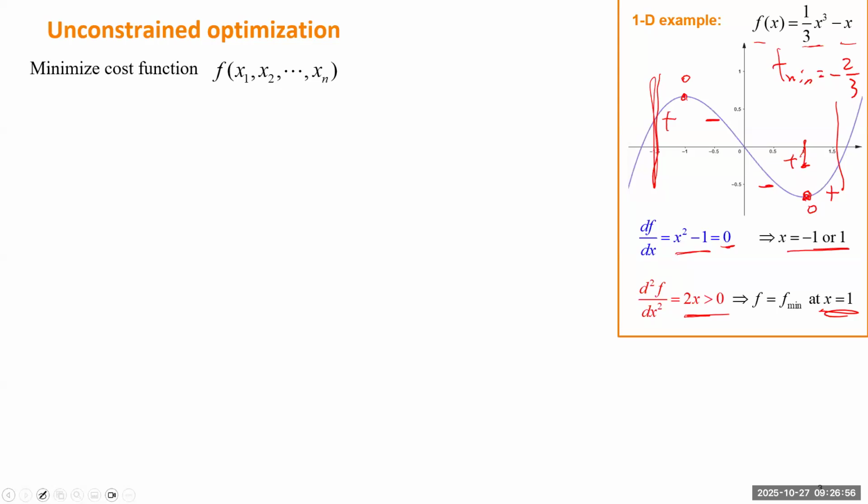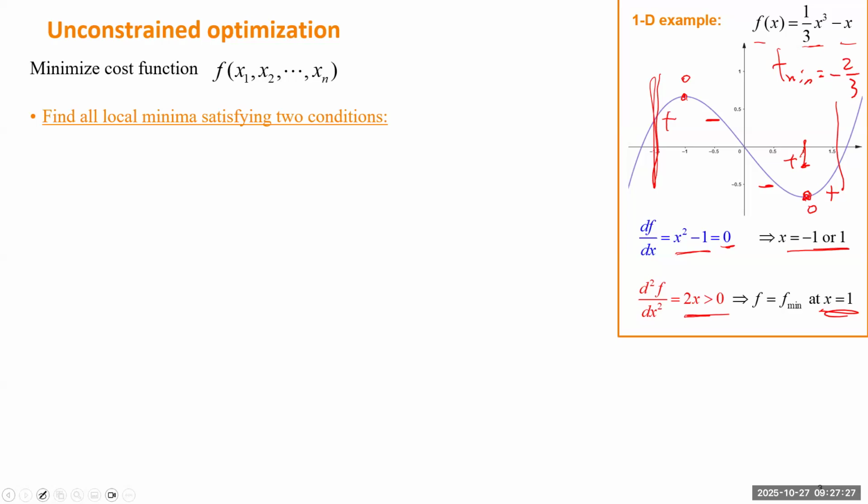You just need to go through, calculate the derivative and set it to 0 to find all the points with 0 slope, and then you further calculate the second order derivative to find the point where the value is positive. So that point will be the local minimum point. Okay, then we can generalize this process to any function with multiple x variables.